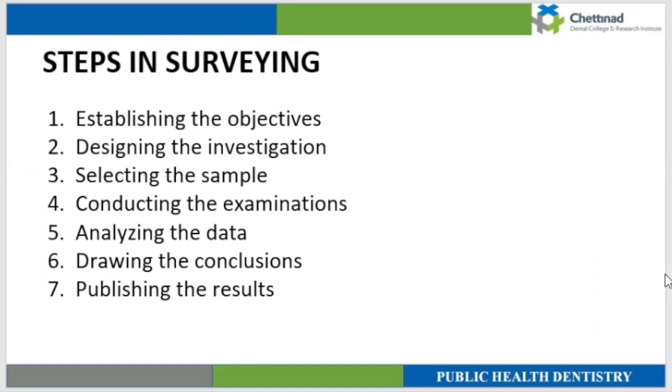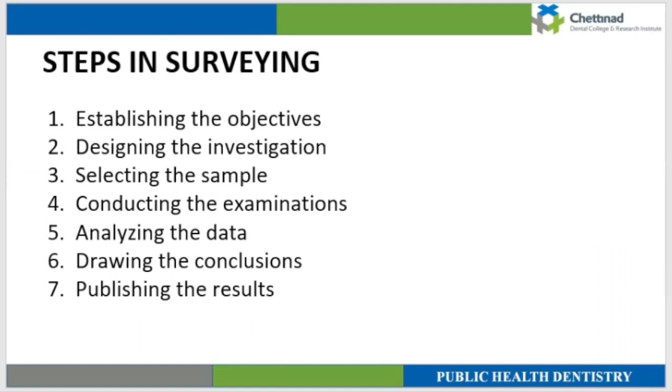Publishing the results: first it should be the statement and purpose of the survey, then materials and methods, results, discussions, conclusion, summary, and recommendations. These are the steps we follow in publishing the results. These are the 7 steps we use in a survey.